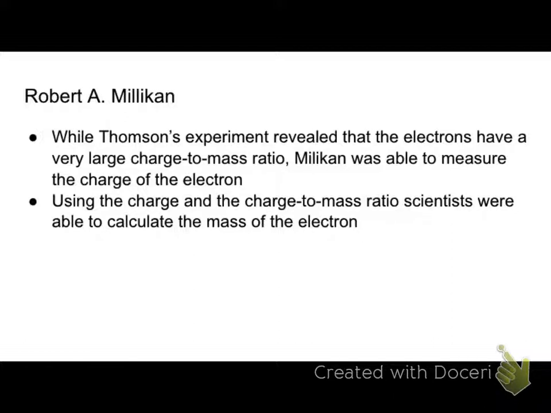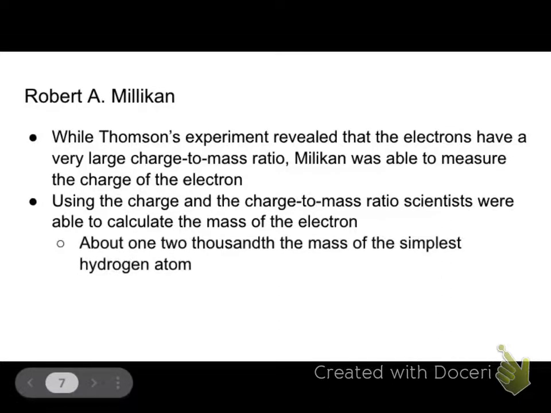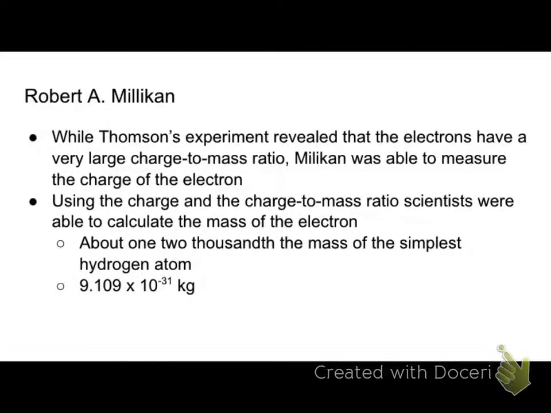Now, they were very close. They were just a little bit off. But now we know that the mass of an electron is about 1/2000th the mass of the simplest hydrogen atom. It's about 9.109 times 10 to the negative 31 kilograms. So it's a very, very small piece of matter. It does not have a lot of mass.